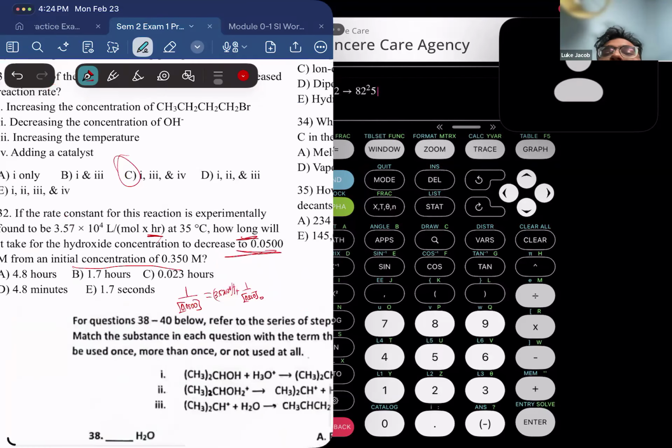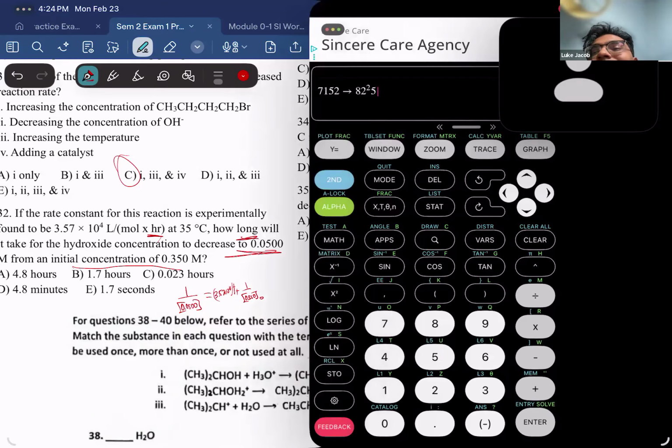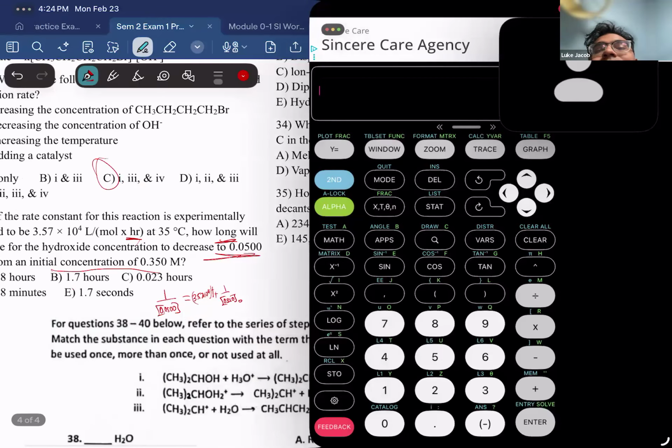So with all these questions, the hard thing isn't so much identifying what we need to do. The hard thing is actually just doing the math. And you're going to see that as well with acids and bases and all these other things, where the concept itself isn't super bad, but it's actually just applying the equations and whatever we need to do.